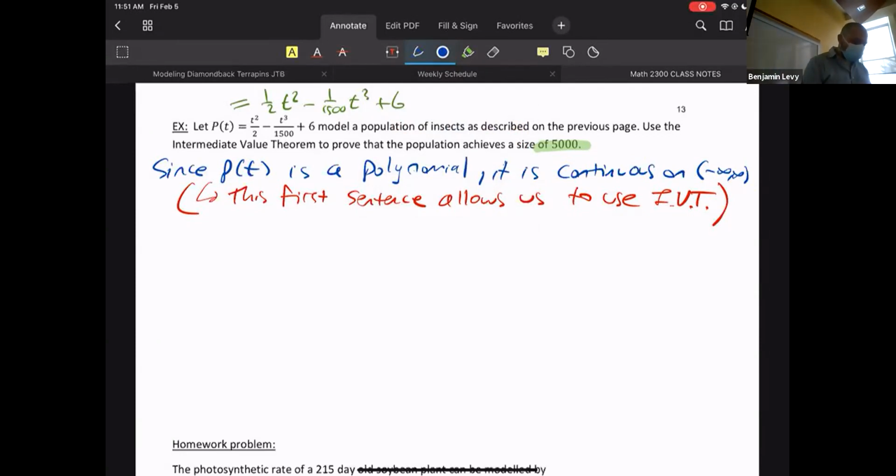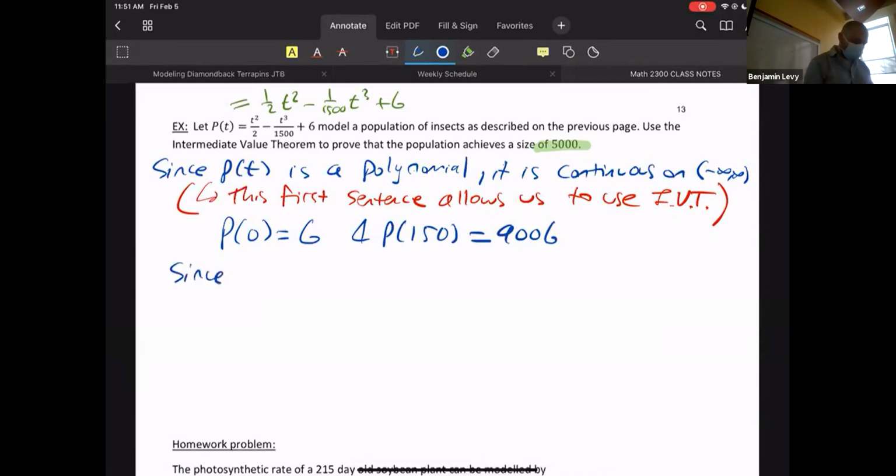And I plugged some numbers in and I found that when you plug 0 in, you get 6, right? Because the first 2 terms cancel and then you just get 6. And then I just kept plugging bigger and bigger numbers in until I got one bigger than 5,000. I just happened to plug in 150 and got 9,006. Since it's continuous, there's one less than 5,000, one bigger than 5,000. It hit 5,000 somewhere between them, right?